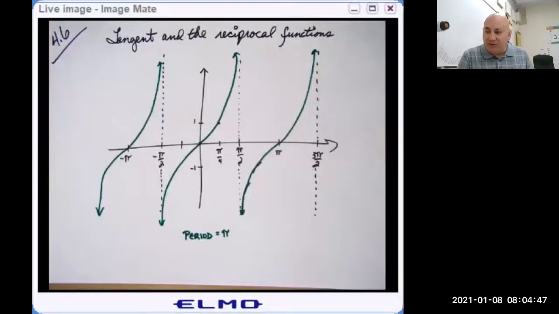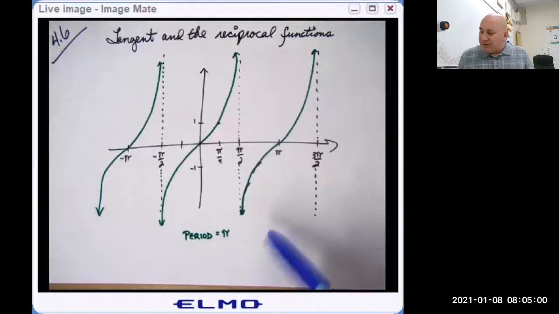Hello, pre-calculus students. Today we're going to learn how to graph the tangent function and the reciprocal functions, the secant, the cosecant, and the cotangent. So let's take a look at this graph. This is the graph of y equals tangent x.